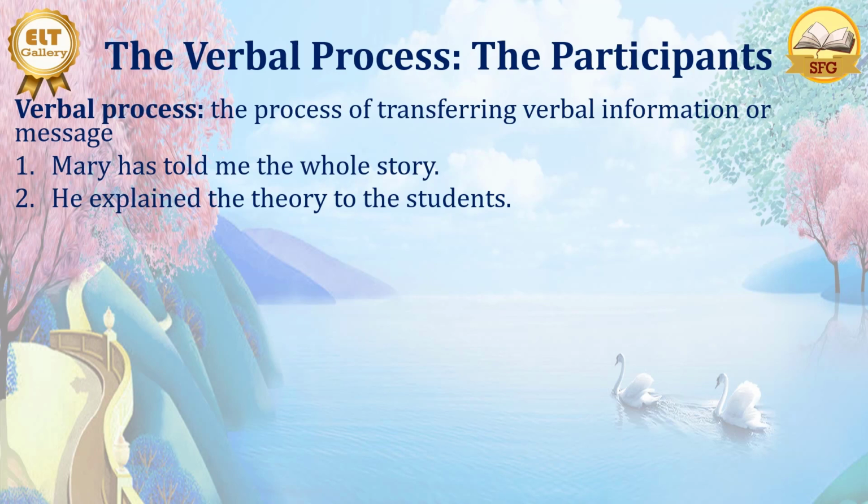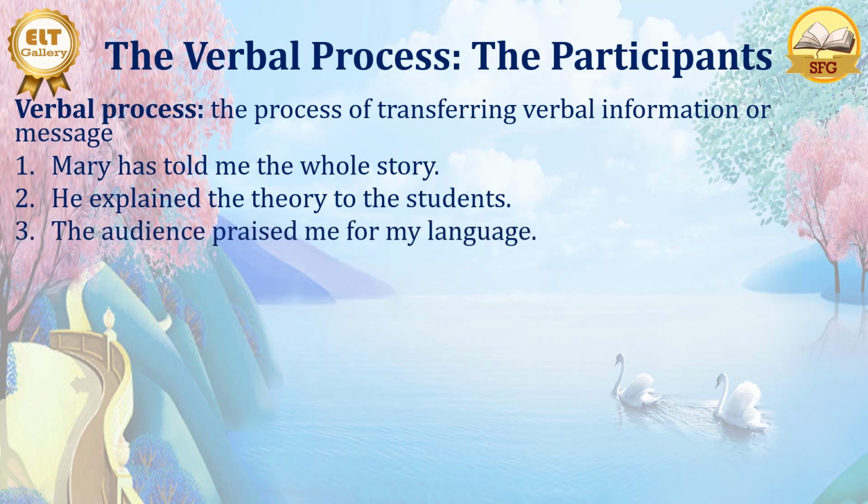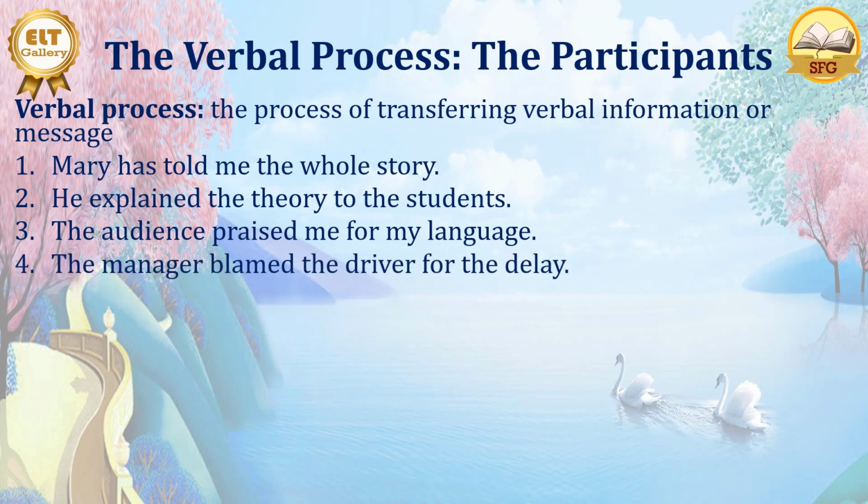That's a verbal process. The audience praised me for my language. So the audience says something, it's about praising. The manager blamed the driver for the delay. So something is wrong and the manager probably says bad words to the driver, blaming him for the delay. So there is a verbal process in these sentences. A verbal process involves the production of words or saying of sentences.